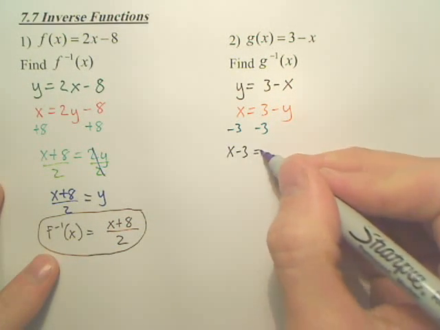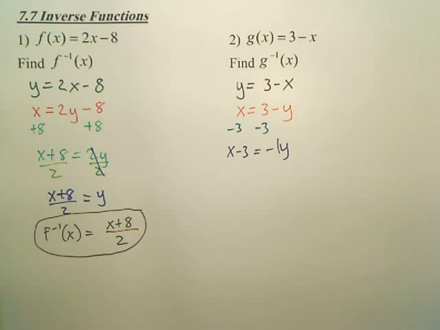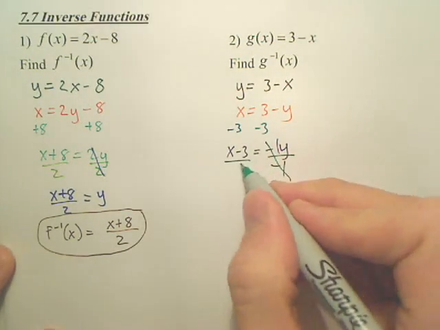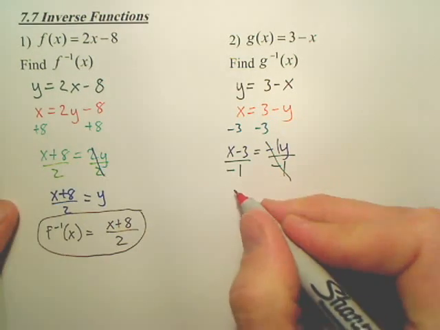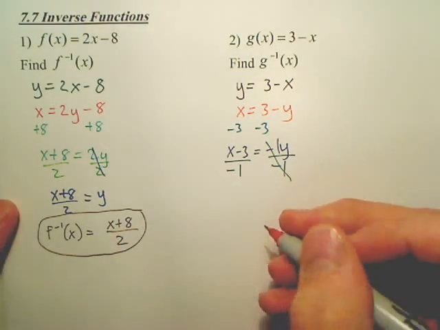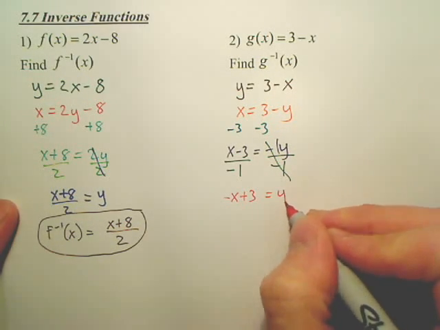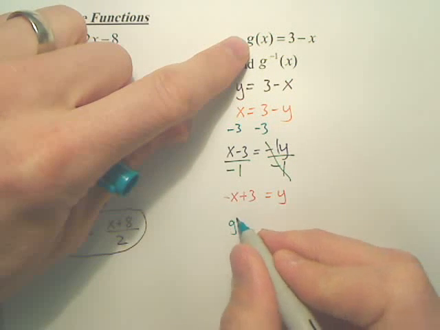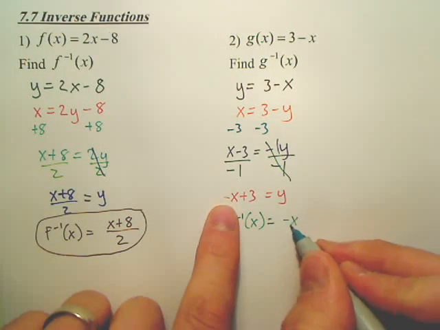So I have x minus 3 equals negative y. Can I put a -1 there? Yeah, it can help some people. So to get rid of that negative, you divide by -1. And you now have, this one I could actually simplify, negative x plus 3. And then change it back to the inverse. And we're doing g. So the inverse of g is negative x plus 3.